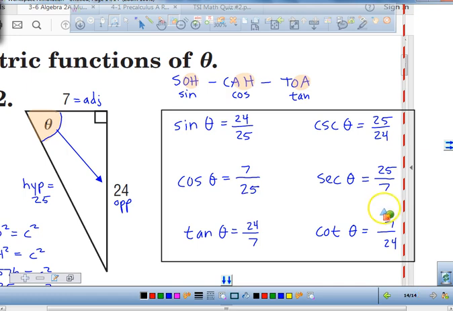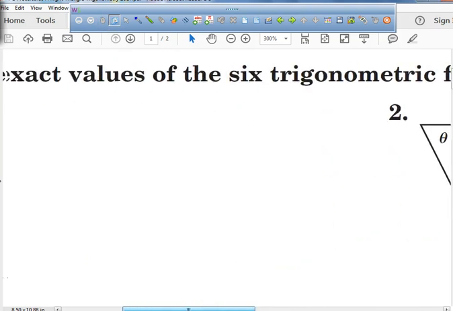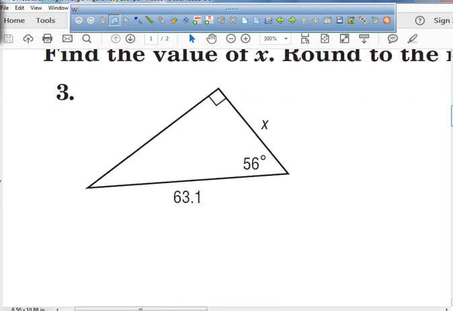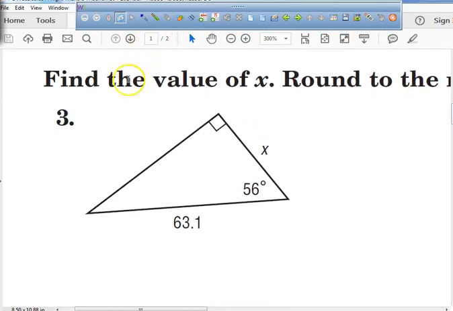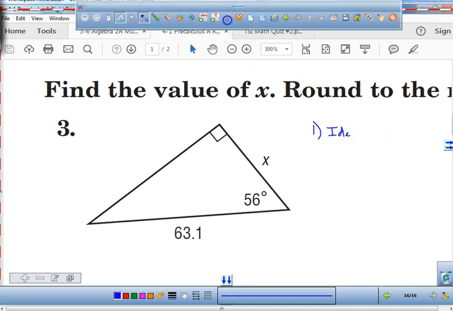Okay? On number 3, we actually need to know how to use them. So we're going to do one more example of how to use the trig ratios. Okay? I'll go back. Okay, so we're going to go step by step. Number 3. All right? Here's the very first thing that I want you guys to do. Step number 1. Identify. Spell it correctly.